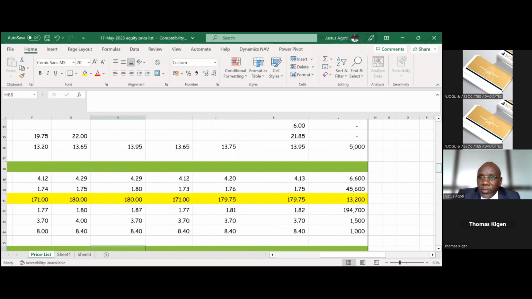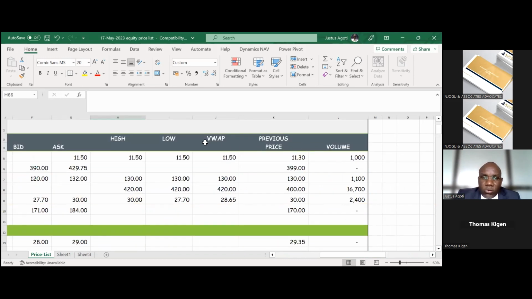Now, there's something interesting here. So you can see there is high, there was bid, ask, the high of the day, the low of the day. The value weighted average price is here, 1150. So this is the average price at which the share traded on 17th. And then there's the previous price, and then the volume. This is the number of shares that traded on 17th at an average price of 11 shillings and 50 cents.